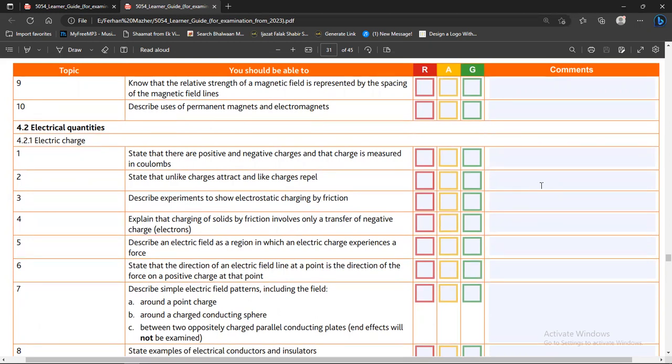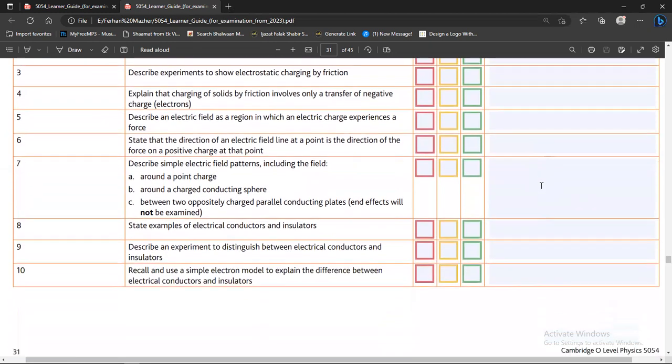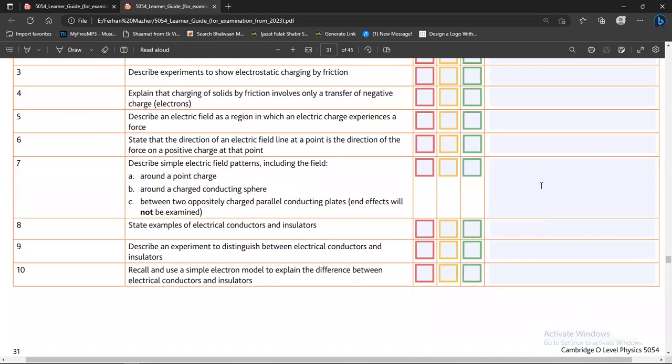State that there are positive and negative charges and that charge is measured in coulombs. State that unlike charges attract and like charges repel. Describe experiments to show electrostatic charging by friction. Explain that charging of solids by friction involves only a transfer of negative charge.